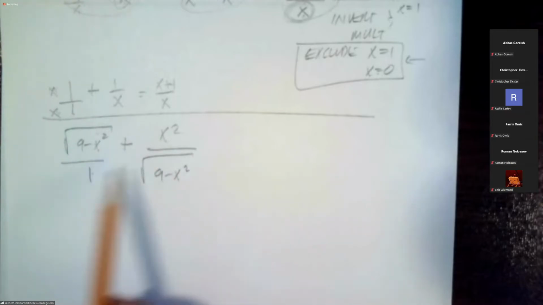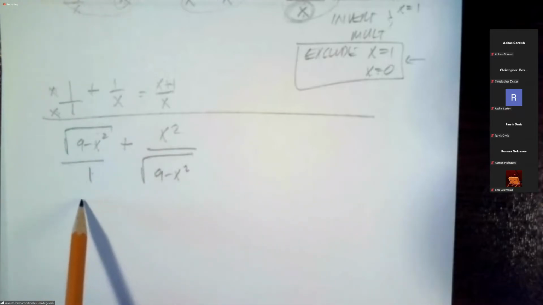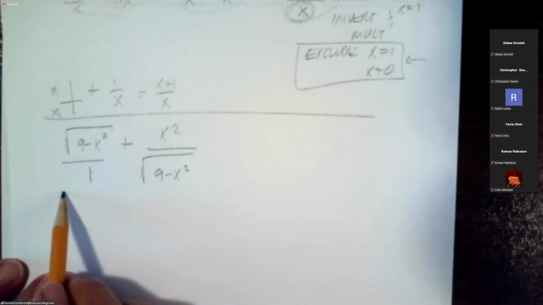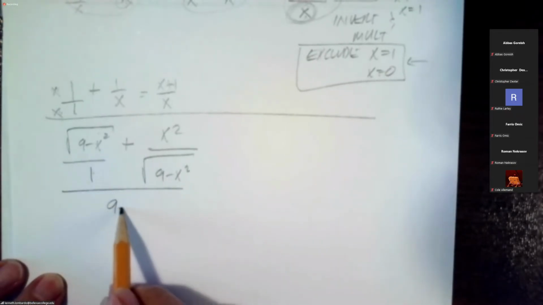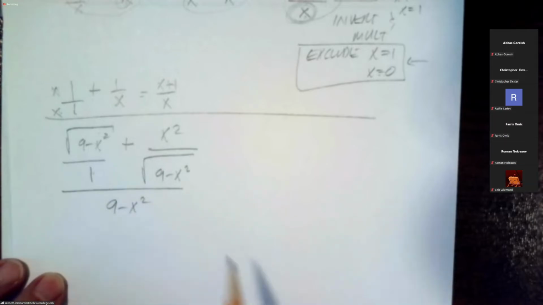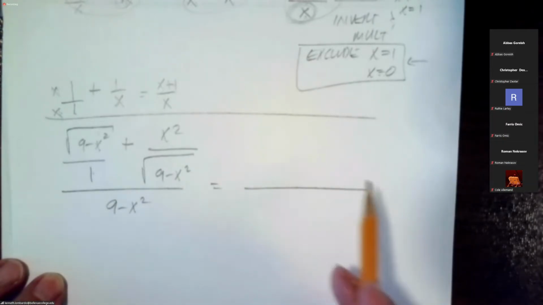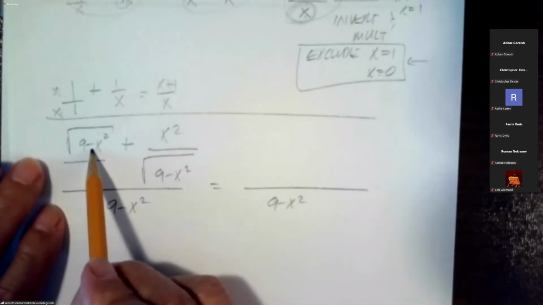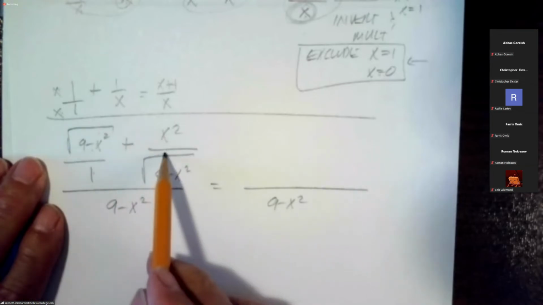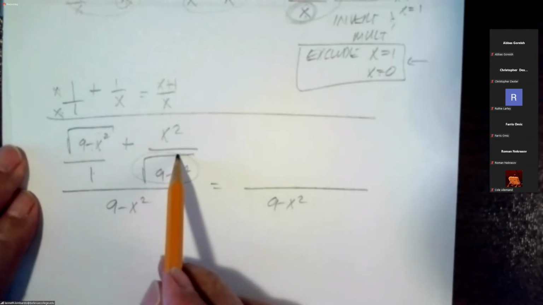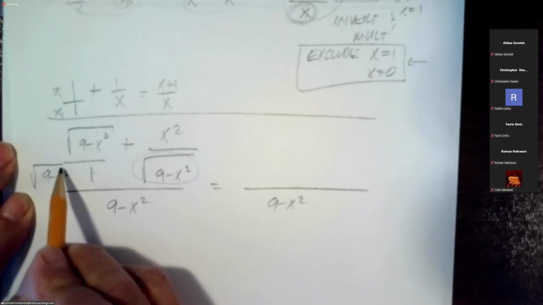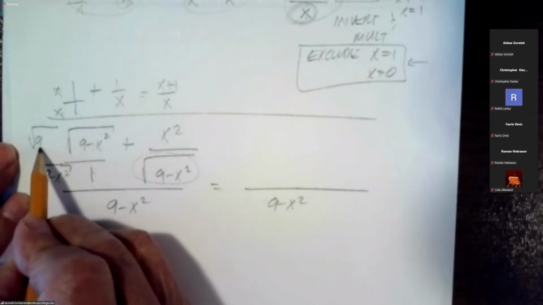So I want to combine these. And in order to combine them, I need a common denominator, don't I? And let's take it one step further. Let's say this is divided by 9 minus x squared, just to make it more interesting. So we'll do it a step at a time. Denominator is 9 minus x squared. That's easy. Numerator, well, we need a common denominator up here. So it looks like we have the root of 9 minus x squared.